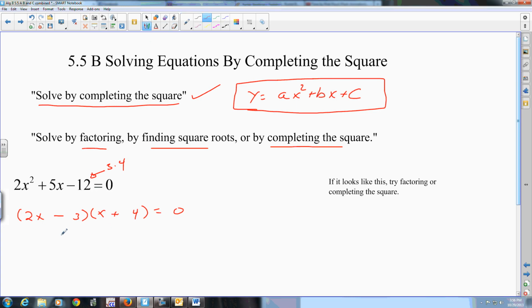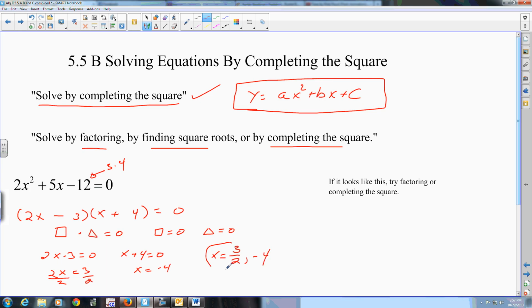But now that you've got it factored, remember the zero product property. Something times something equals 0. What do you do? You set those things equal to 0 and solve each one. Well, 2x minus 3 equals 0, and x plus 4 equals 0. Solve them both. So 2x is equal to 3. Divide both sides by 2, and you get x equals 3 halves. Subtract the 4, negative 4. So 3 halves and negative 4 would be your answers.